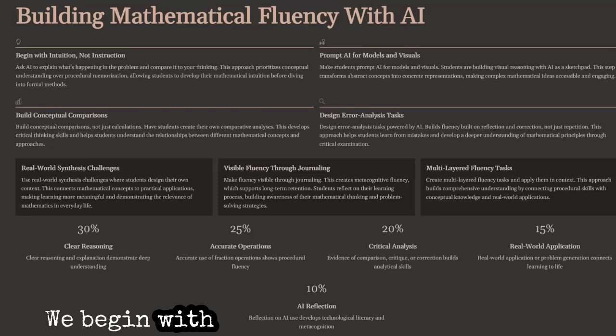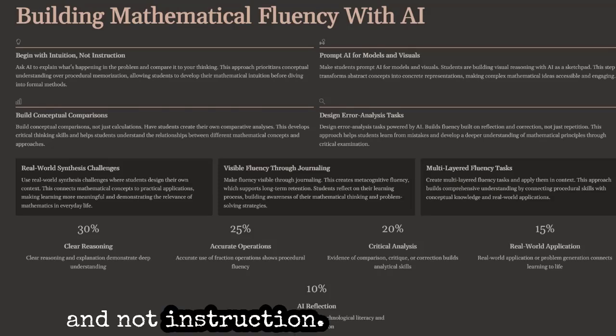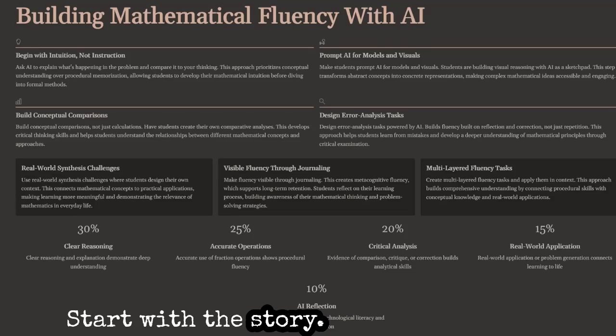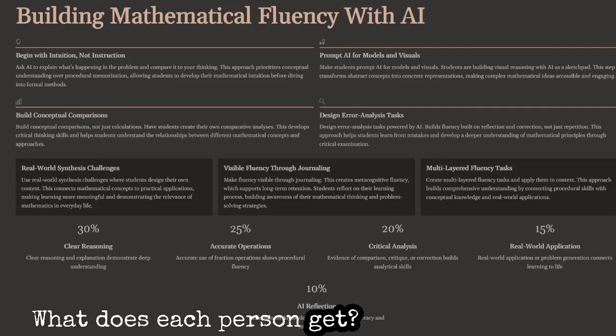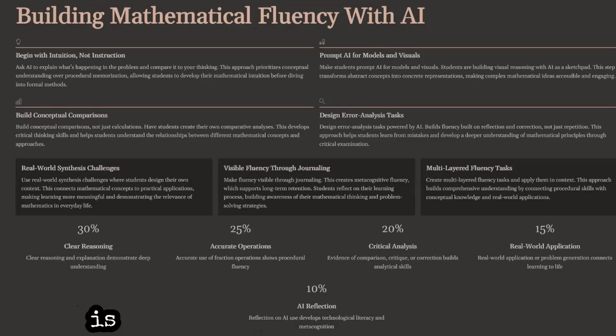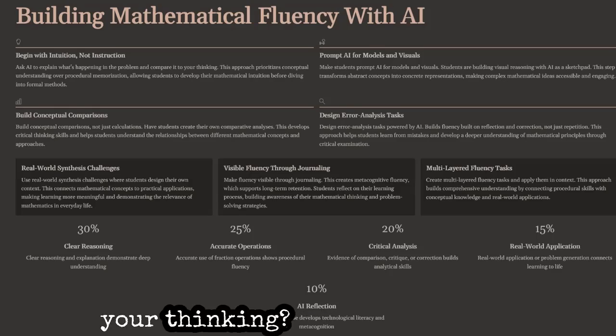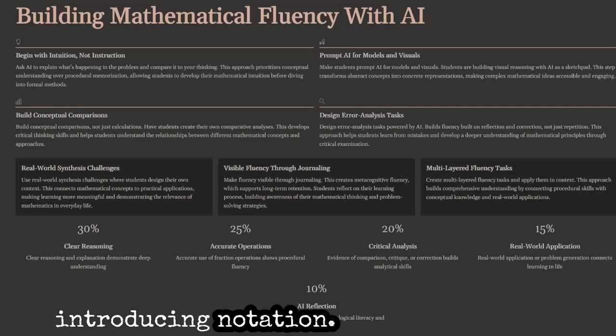We begin with intuition and not instruction. Do not start with the rule, start with the story. For example, you and three friends are sharing two pizzas. What does each person get? Then, what if one pizza is cheese and the other has pineapple? How would you change your thinking? These situations unlock the meaning of fractions before introducing notation.